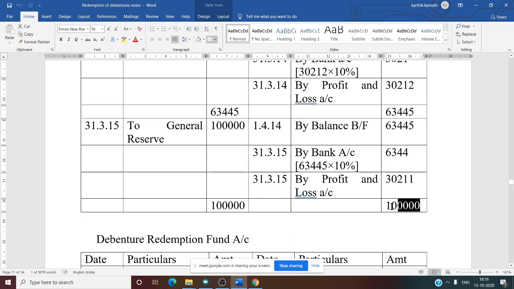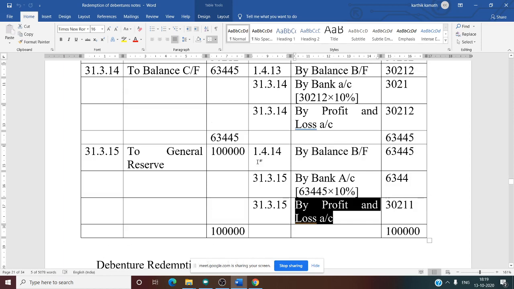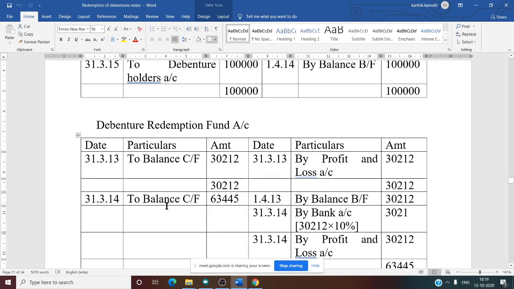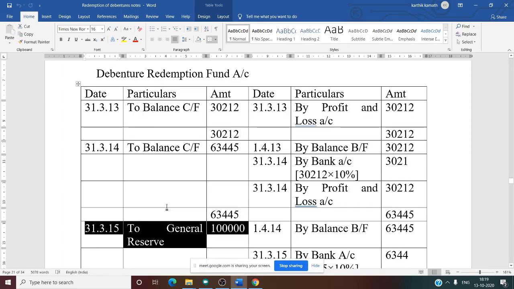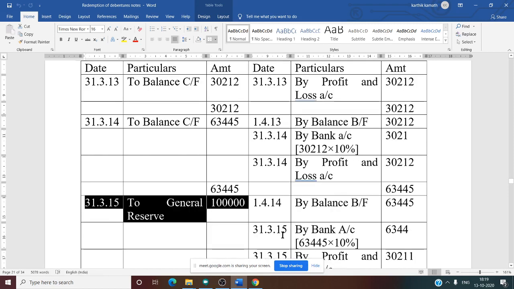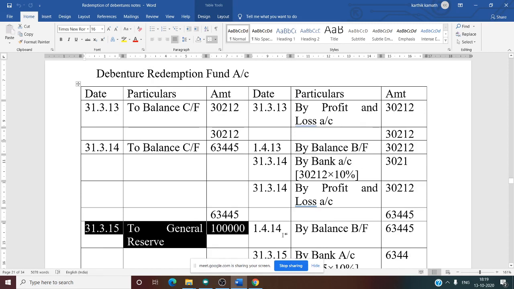So total is 1 lakh. My profit and loss account is same for every year. But don't write this information. Leave the debenture redemption fund account as it is. For the last year, after writing interest and profit and loss account, leave the debenture redemption fund account for the time being and do debenture redemption fund investment account. Now you need to prepare debenture redemption fund investment account.